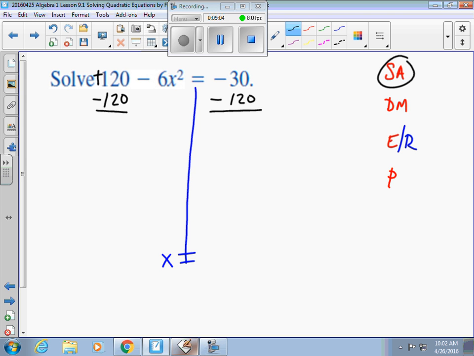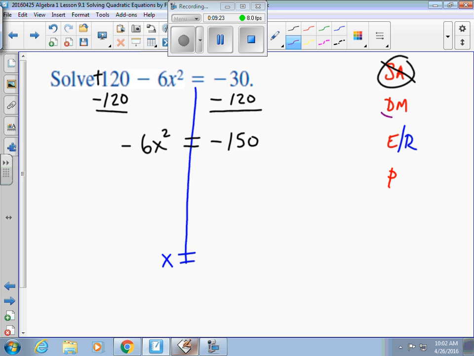Those are the same signs, so we got to add them up. 30 and 120 is 150. And you keep that common sign negative. The 120 is eliminated on the left, and you're left with negative 6x squared. So there's no more addition and subtraction happening. So we're past that step on our priority list.